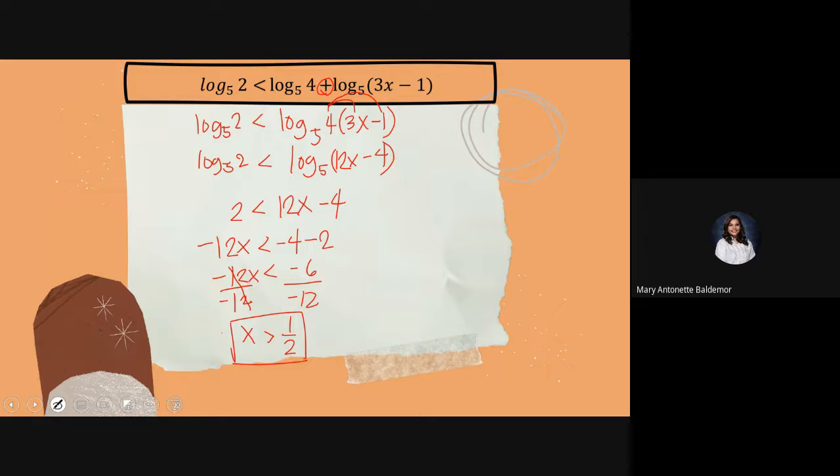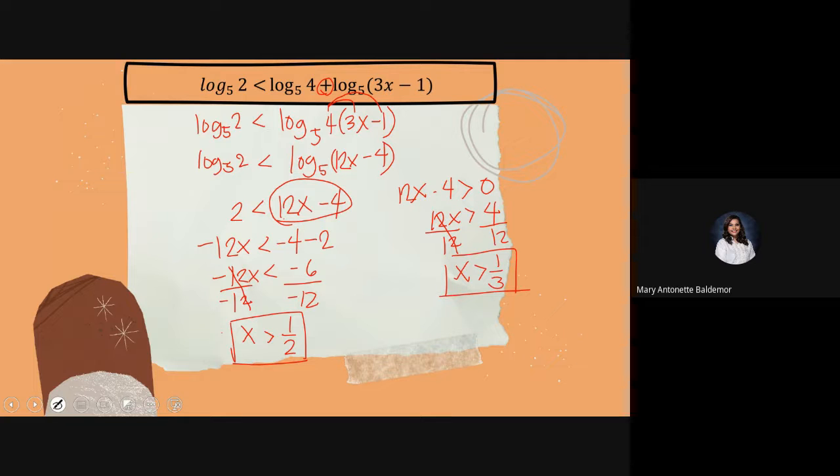Now, by definition, we also have to check that 12x minus 4 is greater than 0. We can do it separately. So 12x minus 4 greater than 0, so 12x is greater than 4. Divide both sides by 12. So x is greater than 1/3.